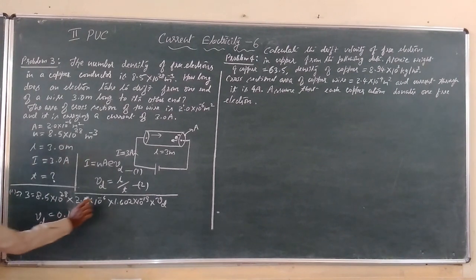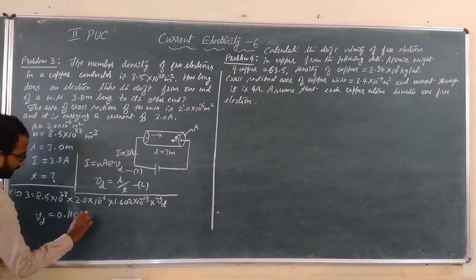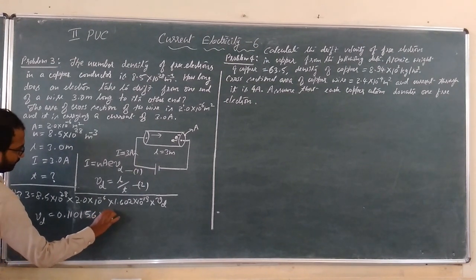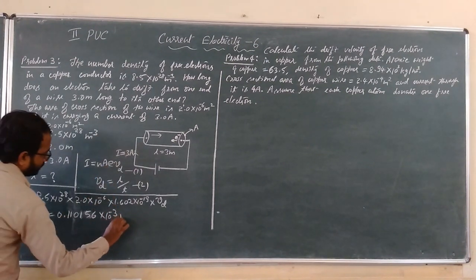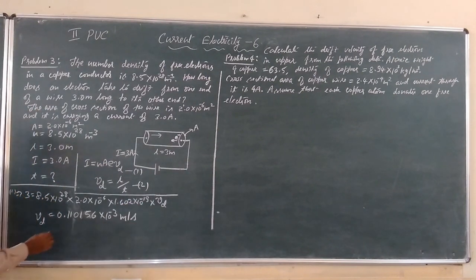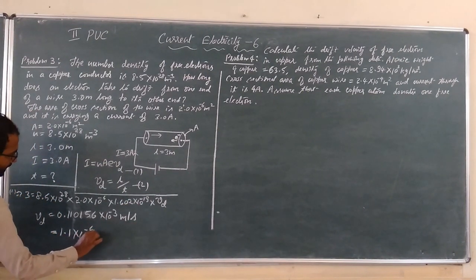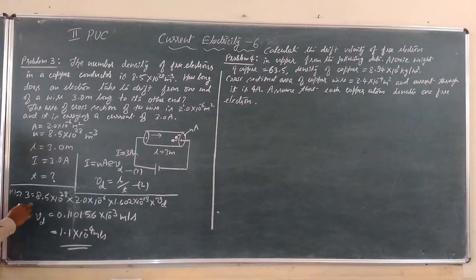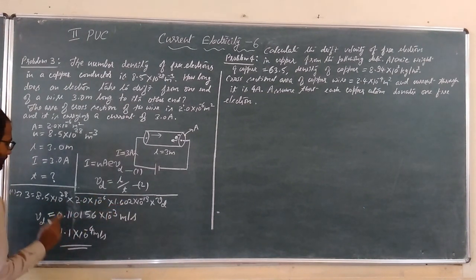Zero 156, just simplify, into 10 to the power of minus 3, that much of meter per second, or nearly 1.1 into 10 to the power of minus 4 meter per second. That is the value of Vd. Just simplify, and you will get the value of Vd. Use the calculator and calculate what is the value of Vd.